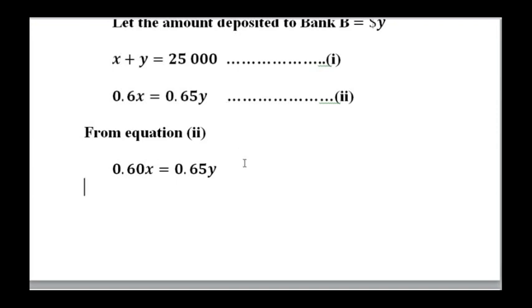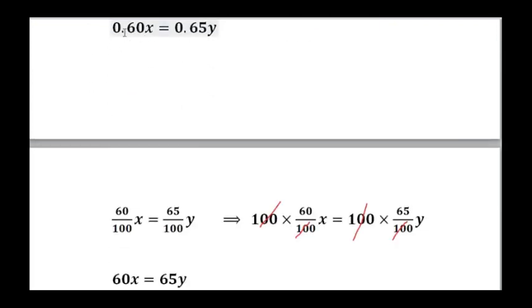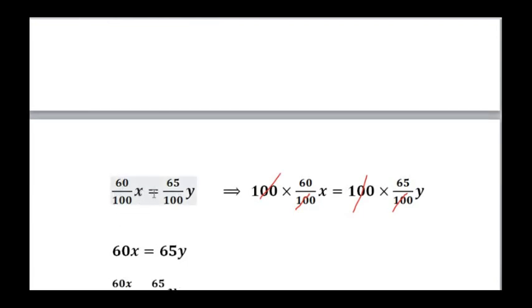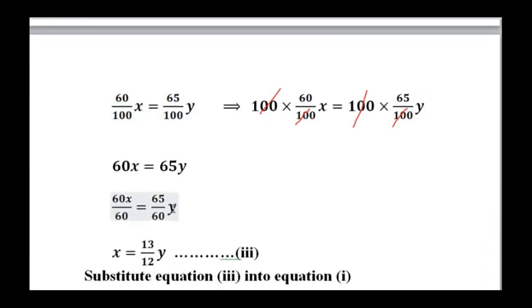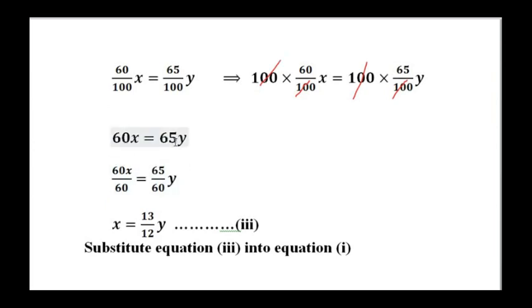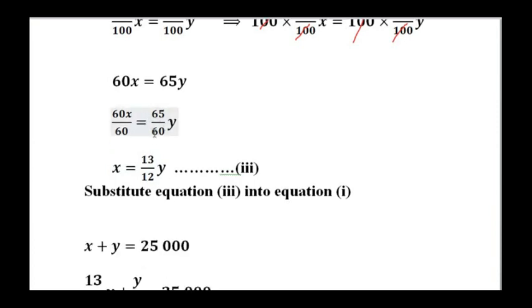So from equation 2, which is 0.60x equals 0.65y, if we write this decimal number as a fraction, we get 60 upon 100x equals 65 upon 100y. If we multiply both sides by 100, we get 60x equals 65y. I'm solving this equation for x, so let's divide both sides by 60. We get x equals 13 upon 12y. Divide 65 and 60 by 5 because they are multiples of 5.